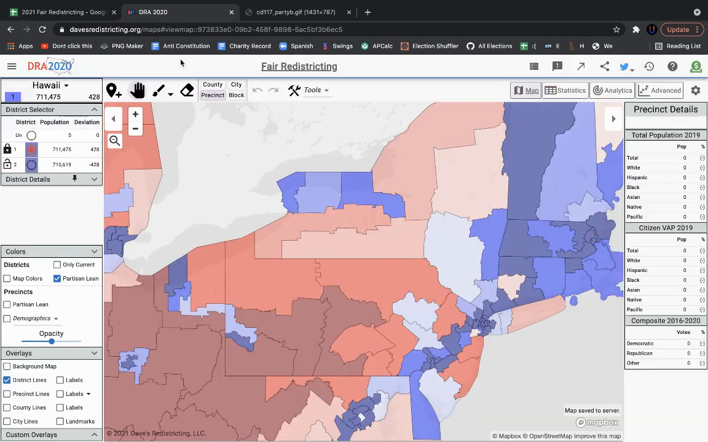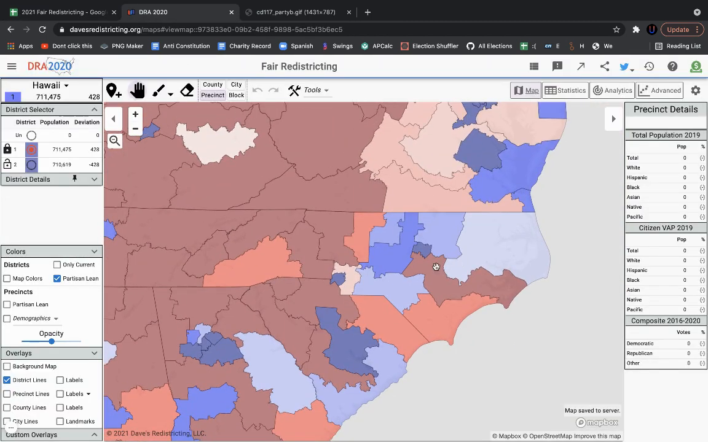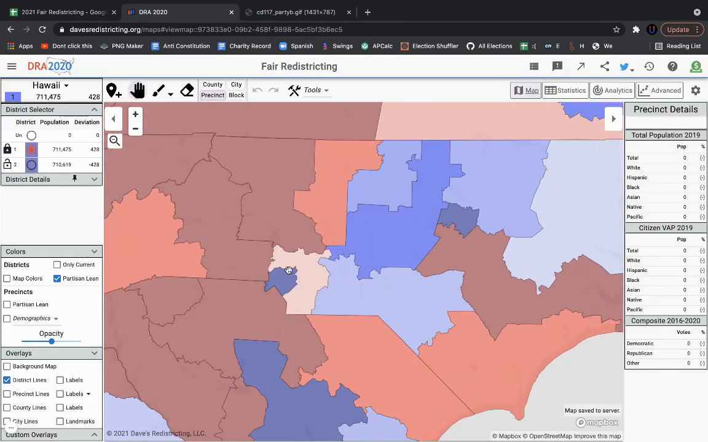North Carolina, a 5-9 map. Currently a 7-7 map. Obvious reasons. Super competitive state. I don't really change much here.